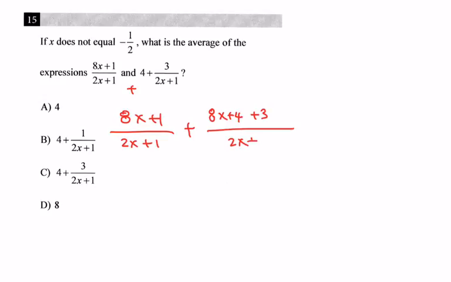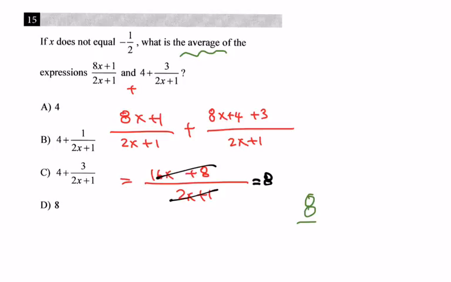Then if you combine everything together, we'll end up getting 2x plus 1 as my denominator. And my numerator becomes 16x from combining the x's, plus 8. Then you realize that they will cancel each other out and it becomes 8. But what I'm looking for is the average, so I have to divide 8 by 2. Then our answer would be 4.